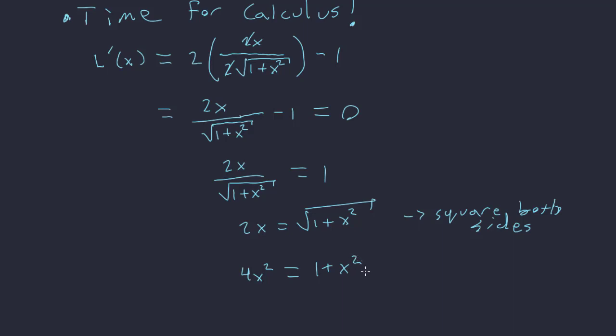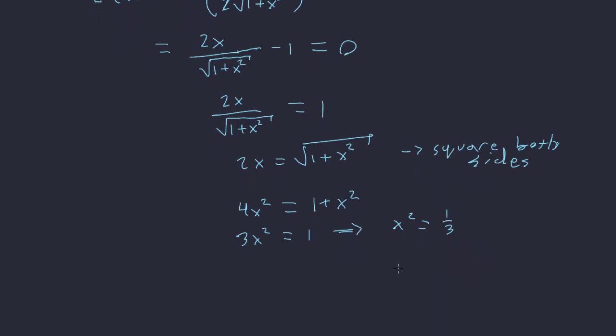All we've got to do now is move that x squared over to get 3x squared is equal to 1. So x squared is equal to 1/3. So x is plus or minus the square root of 1/3. Or if we rationalize the denominator, we'll have root 3 over 3. That part isn't super necessary.